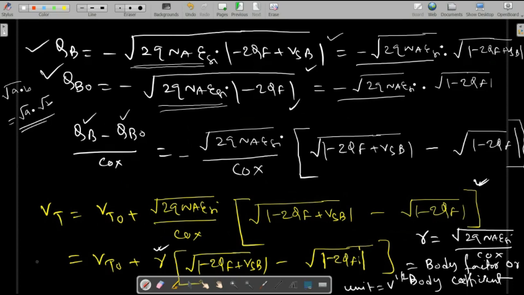Now check this equation, the final expression we are getting: Vt equal to Vt0 plus this one. Now check, if I put VSB equal to 0 in this equation, the term inside the third bracket will be 0. This is root of minus 2 phi A minus root of minus 2 phi A, so it will be 0. And Vt is just equal to Vt0. That is valid. So the threshold voltage of a MOS transistor will be equal to Vt0 when VSB equals 0.